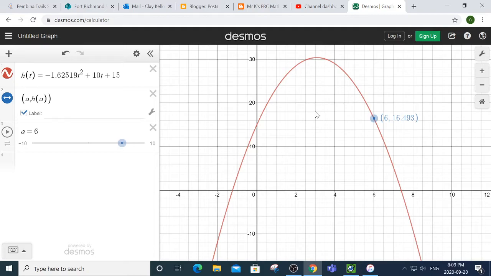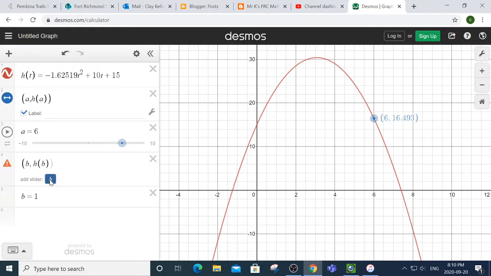Okay. Now I am going to give a point B on this graph. And I'm going to define it the same way. Point B with an x coordinate of B is going to have a y coordinate of h of B.